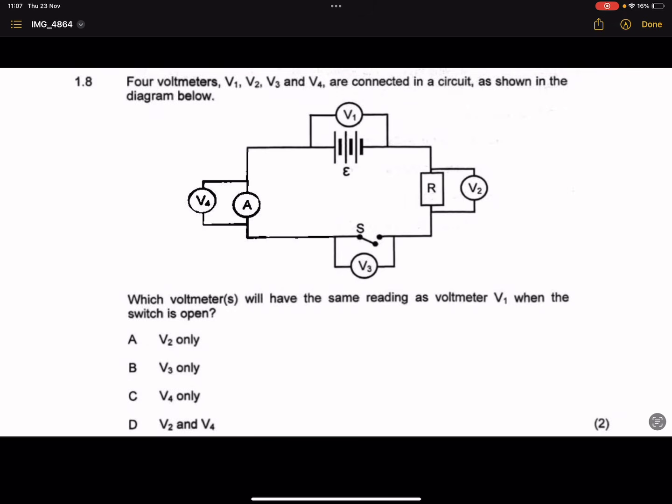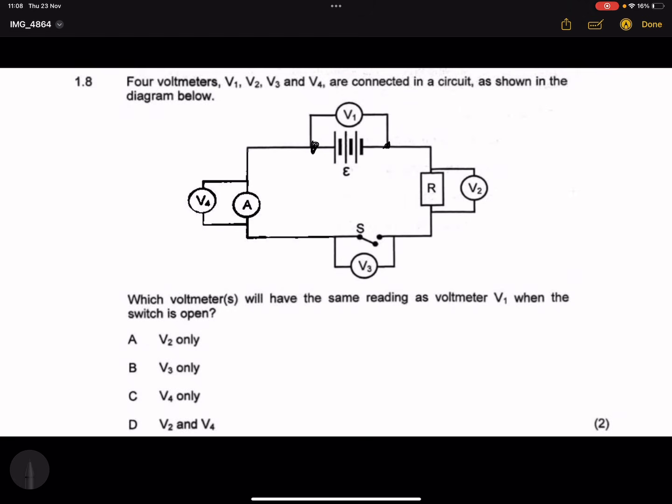is open. Now remember, when the switch is open, it means that there's no current moving in the external circuit, right? So now I want you to note that V1 will actually be the reading of the EMF, because in a sense, it is the reading across the terminals of the battery, right?